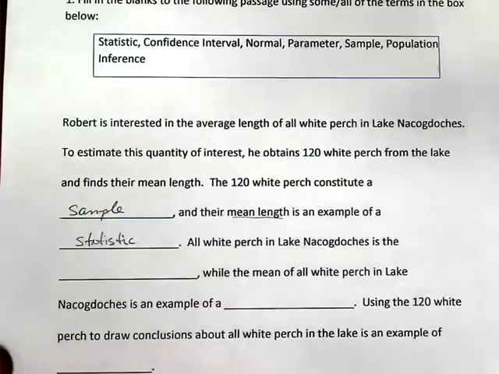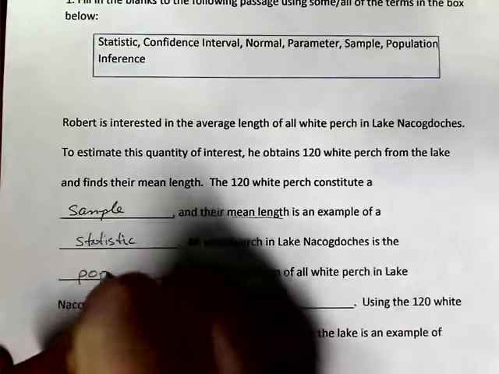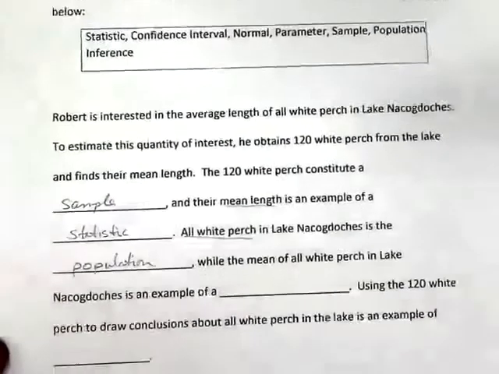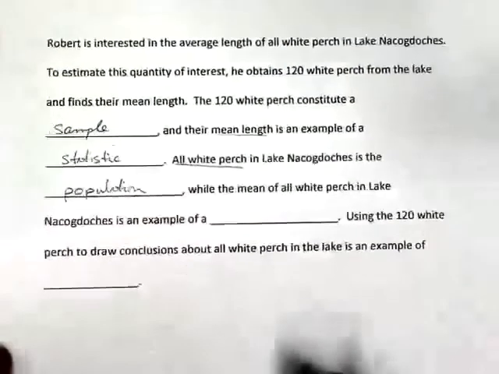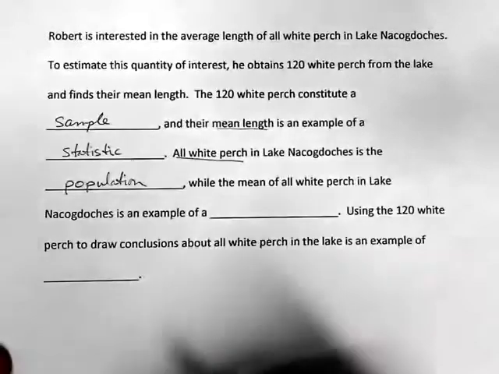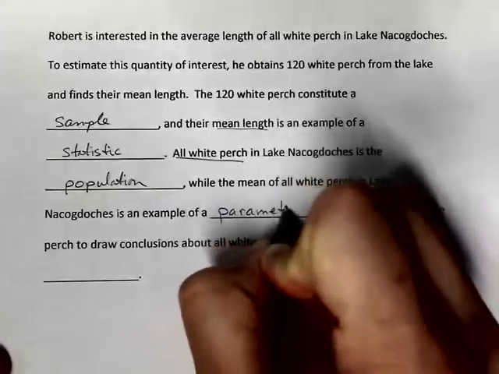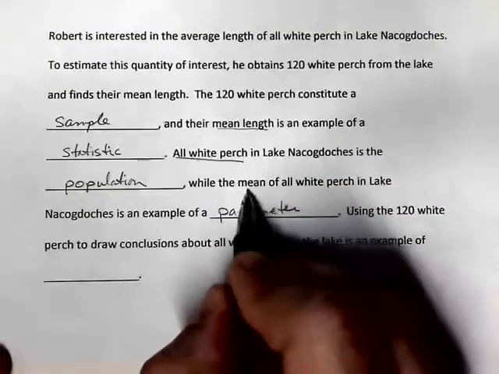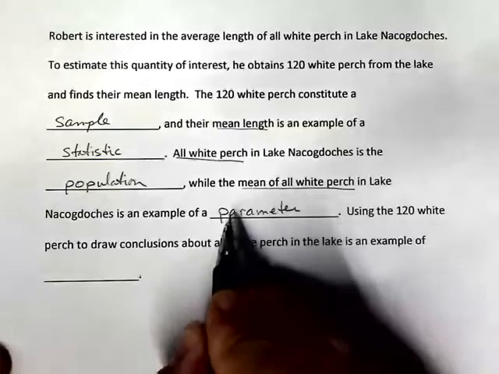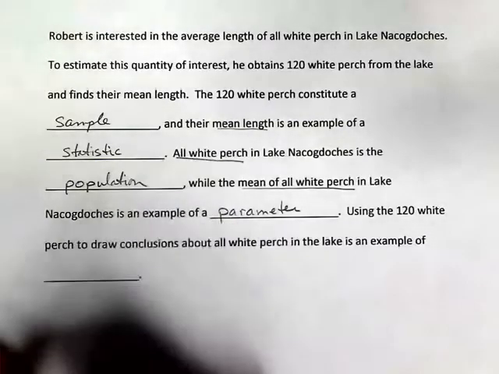Okay, well, all white perch in Lake Nacogdoches is the population. That's the group. We're talking about all white perch. We're talking about the population. Okay? So the mean of all white perch in Lake Nacogdoches is an example of a parameter. The parameter, the mean of all white perch, that's the parameter. A parameter is a numerical characteristic of the population.